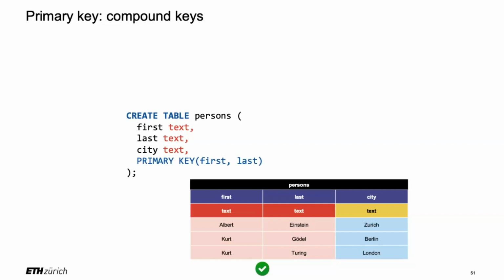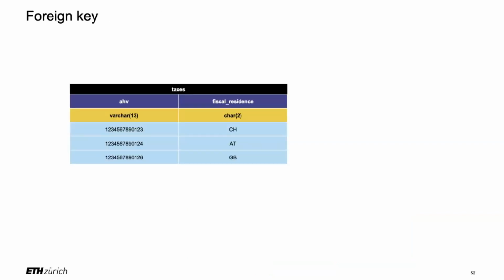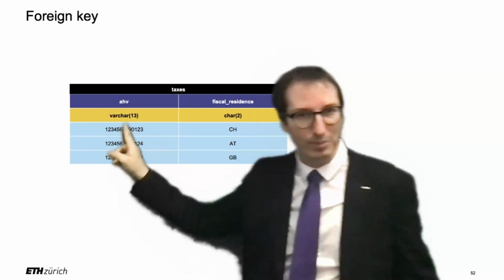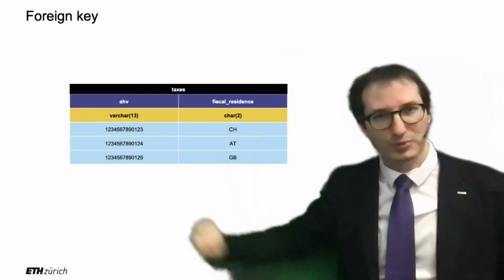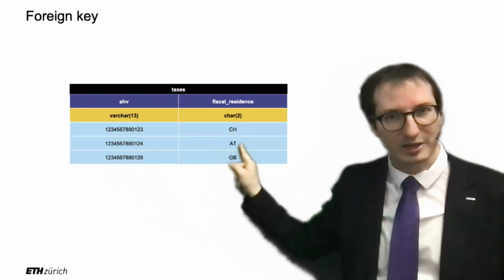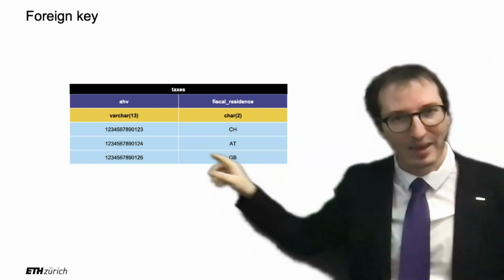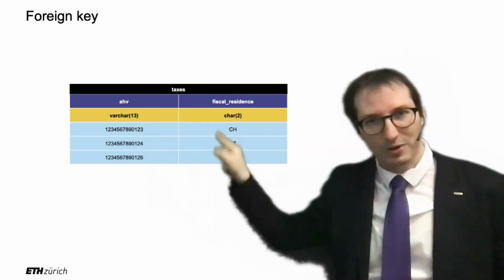So this is here the primary key, it identifies. Now, what if I have here another table? So it's not the tax report. Let's say I have a table that contains the tax residence of many people. How do I specify it? Well, I need a way to identify people. So for example, I'm going to say that this person here, who has this AHV number, is a fiscal resident of Switzerland. This person here has a tax residence in Austria, and this person here has a tax residence in the UK, right?